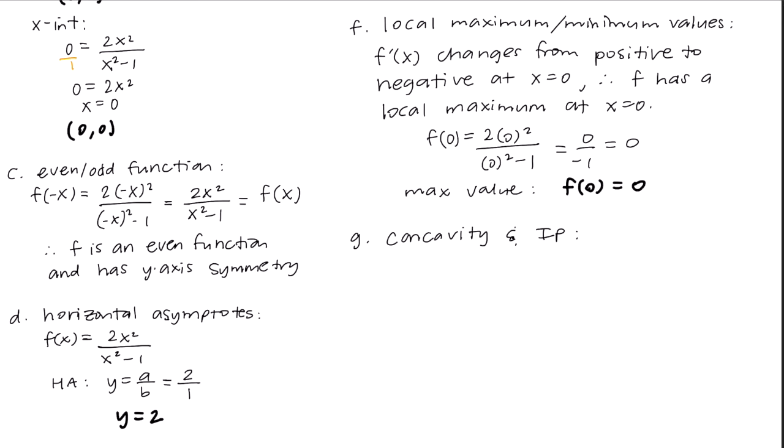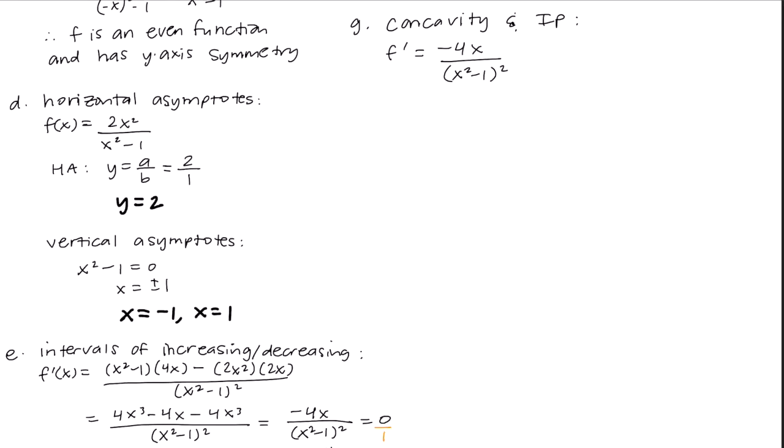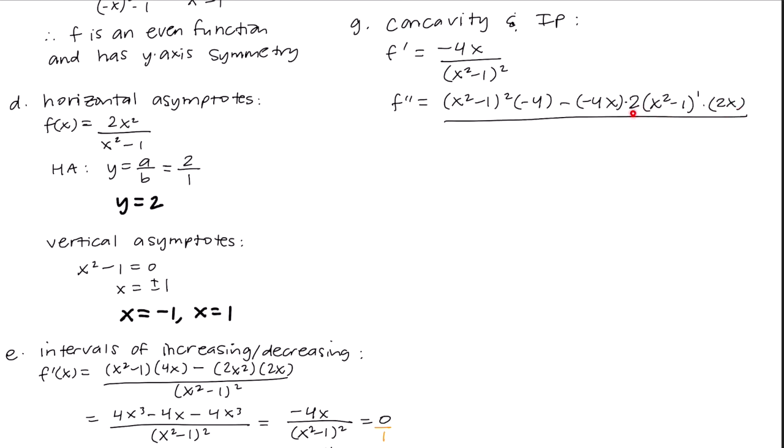And for part G, we're going to look at concavity and inflection points. So I rewrote f prime for reference. We're going to take the second derivative using the quotient rule. So low d high minus high d low. And again, to take the derivative of the denominator, you're using the chain rule. So you bring the 2 to the front, you leave the inside the same, you subtract 1 from the exponent, then you times by the derivative of the inside. And it's all over the low squared.